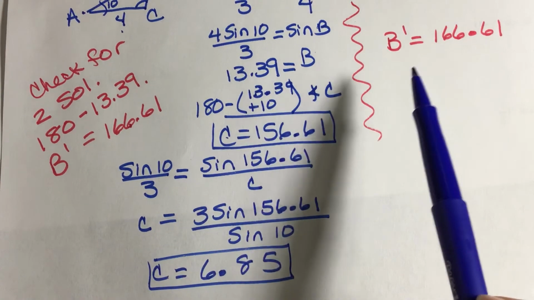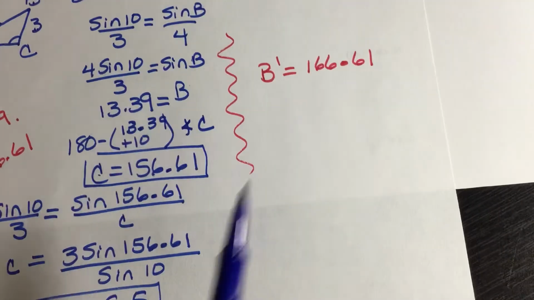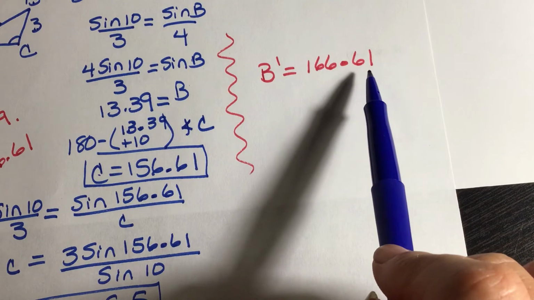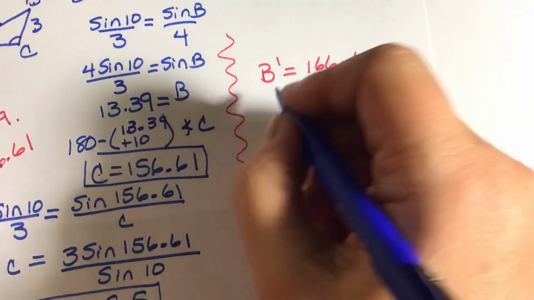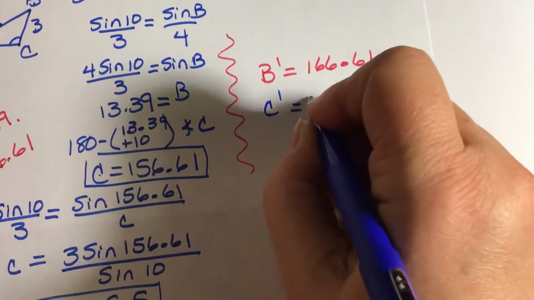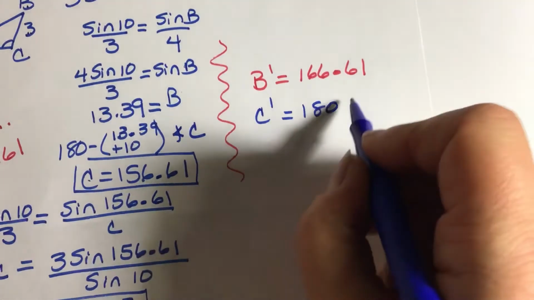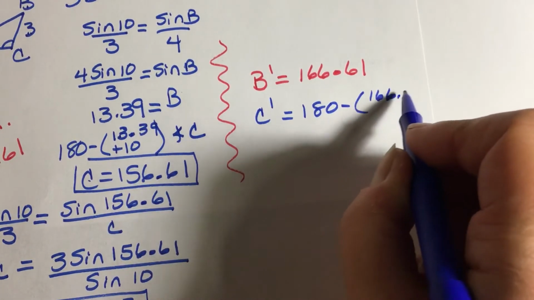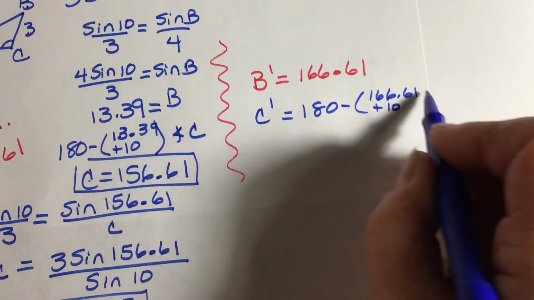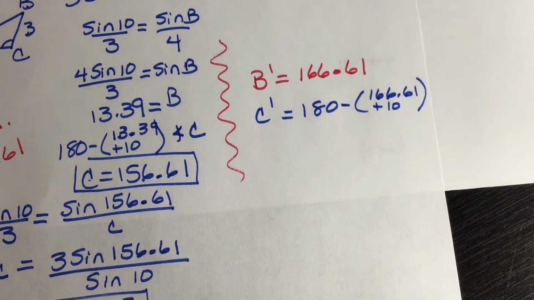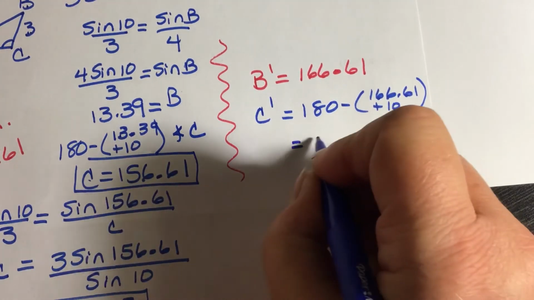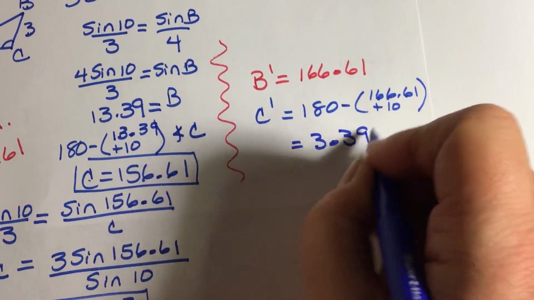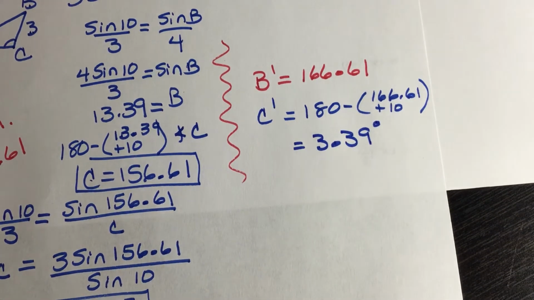So now, let's say my angle B was 166.61. That means that angle C is going to be 180 minus 166.61 plus 10. I'm subtracting all of that. So 180 minus 176.61, and that would give me 3.39. And that's degrees. That's the measure of our angle.